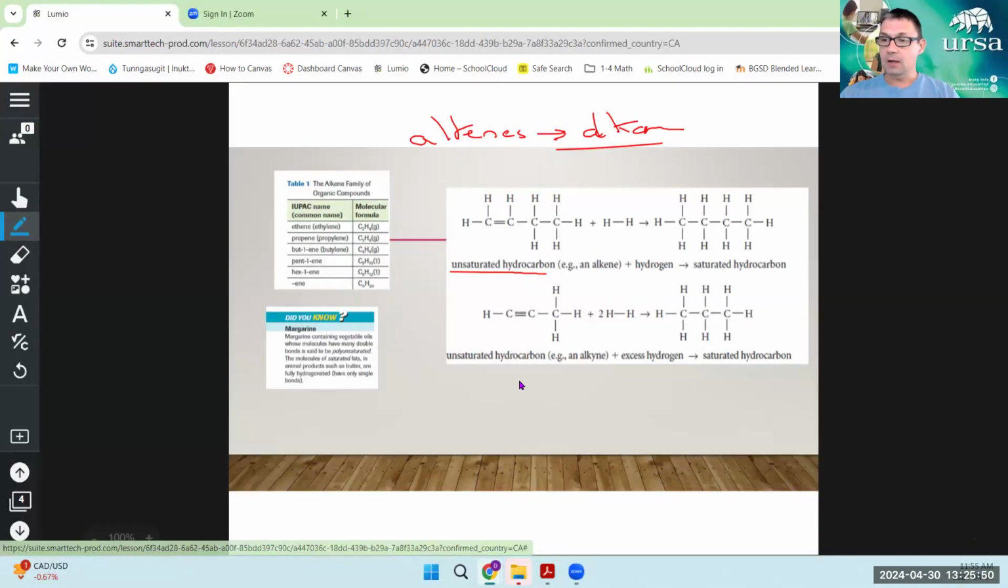Similarly, another type of unsaturated hydrocarbon, which I mentioned, the alkynes, the ones that have a triple bond, if you put in excess hydrogen and expose them to, again, an addition type reaction, you can also go back to the alkane form.